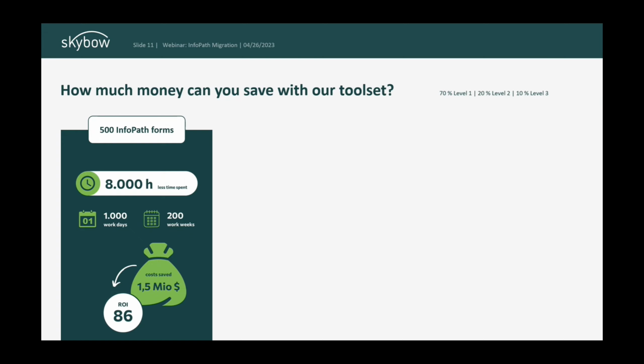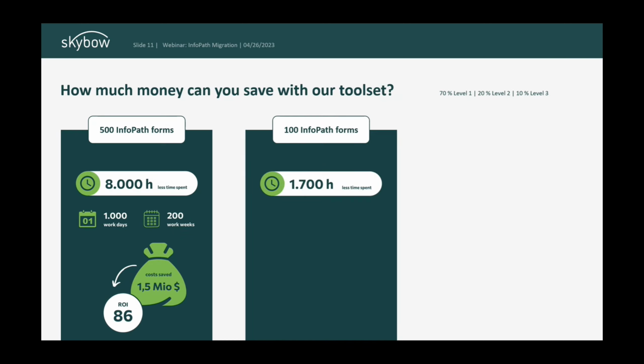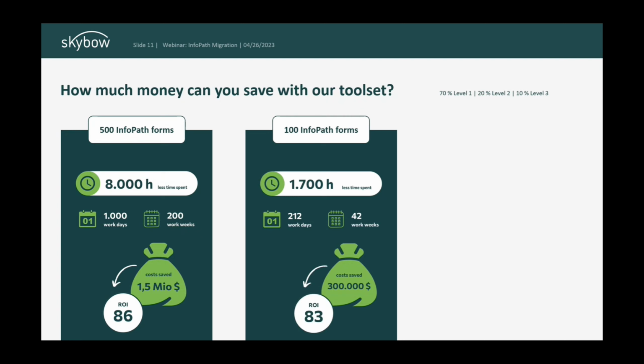But of course, you might sit in this call and say, okay, 500 InfoPath, I don't have nearly close to 500 InfoPath. I might only have 100 InfoPath forms. It is still quite impressive. You would still save 1,700 hours of time, 212 work days, and 42 work weeks, which will accumulate in a cost saved of 300,000 and an ROI factor of 83.